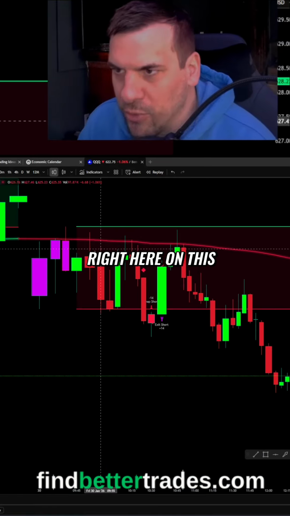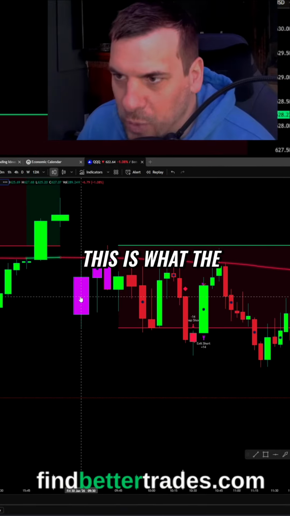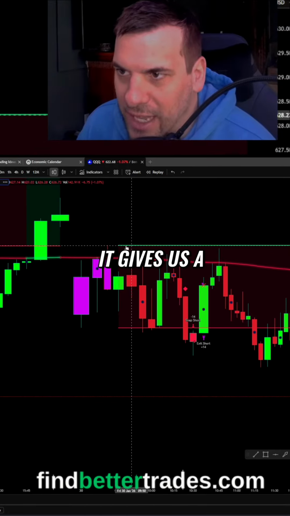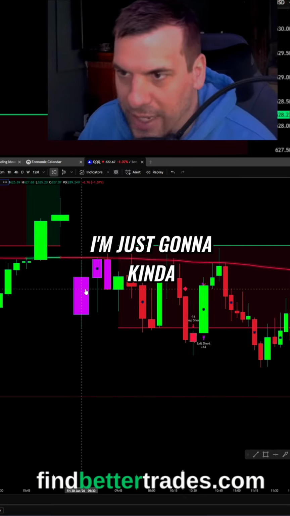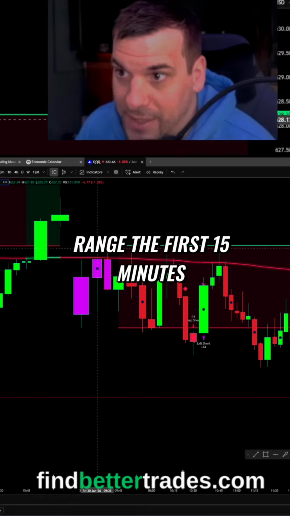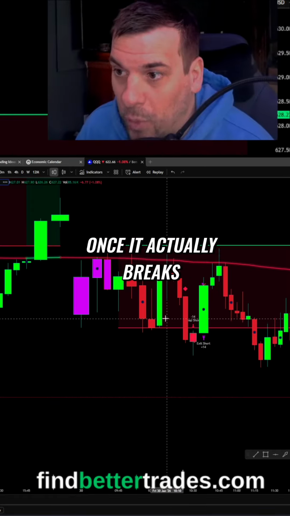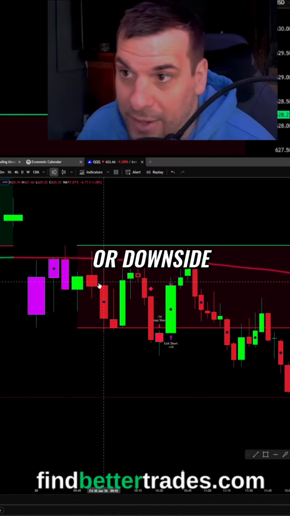So the system triggered right here on this opening range break. Essentially, this is what the system does. If you haven't seen any of our prior videos, I'm just going to briefly go through this. It gives us a range the first 15 minutes, right? So this is the top, this is the bottom. Once it actually breaks this range, we'll go ahead and get in our trade either to the upside or downside.